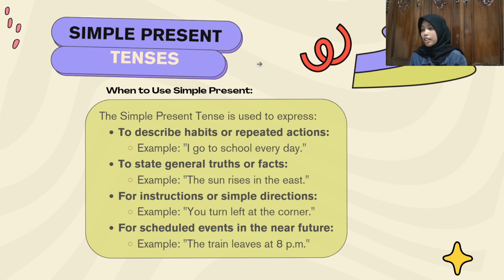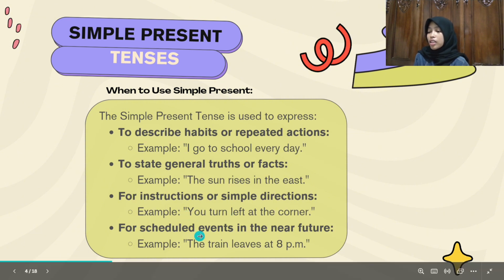In simple present tense, we use it to describe habits or repeated actions. Example, I go to school every day. And to state general truths or facts. Example, the sun rises in the east. And then for instructions or simple directions. Example, you turn left at the corner. And the last one is for scheduled events in the near future. Example, the train leaves at 8 p.m.